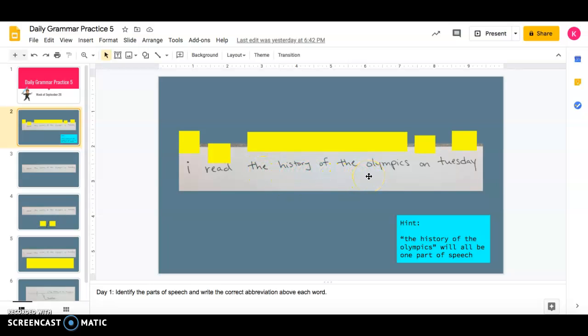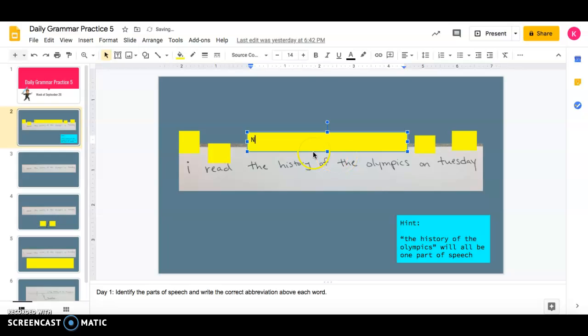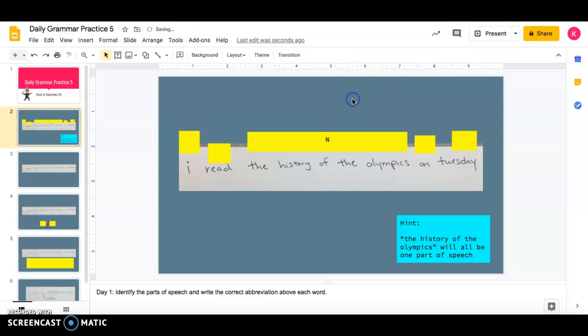So we need to decide, is it going to be a common noun, just a general book, or is it a proper noun, meaning it's a specific title of a book? In this case, The History of the Olympics is the title of a specific book, so it will be a proper noun, and we will notate that with a capital N. And I'm actually just going to align mine in the center so it looks less silly. All right, that takes care of one of our nouns.